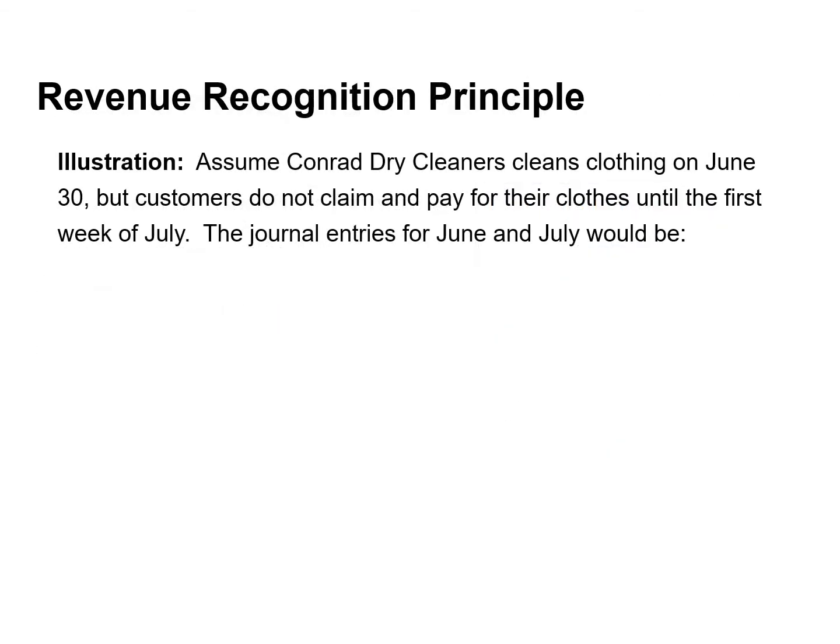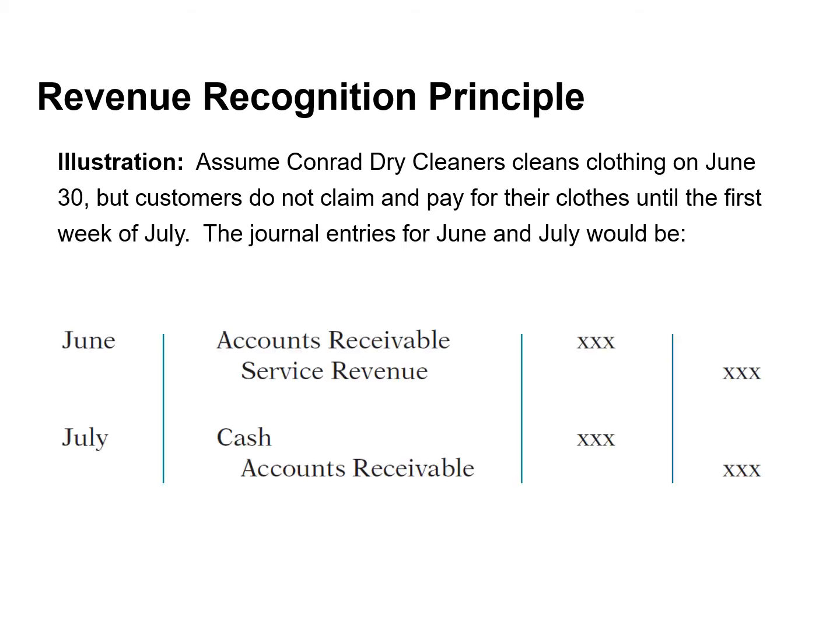Let's assume Conrad Dry Cleaners cleans clothing on June 30th, but customers do not pick up and pay for their clothes until the first week of July. Under the revenue recognition principle, Conrad records revenue in June when it satisfies its performance obligation, which is when it performs the service. At June 30th, Conrad would report a receivable on its balance sheet and revenue in its income statement for the services performed. In July, it would recognize the collection of the cash.